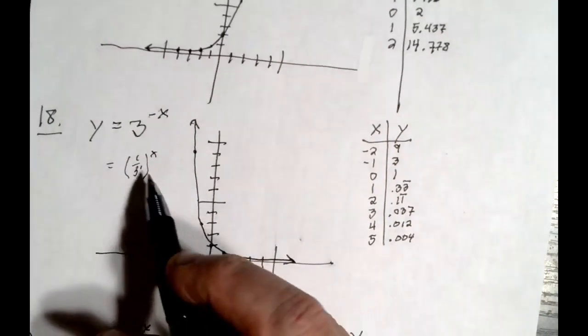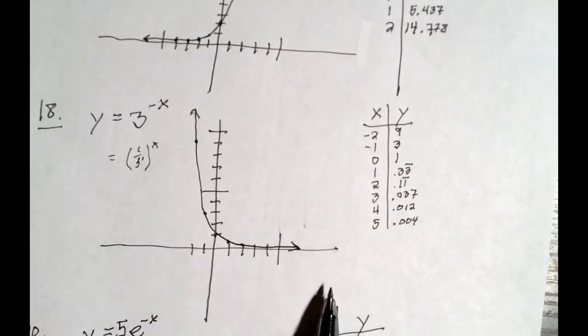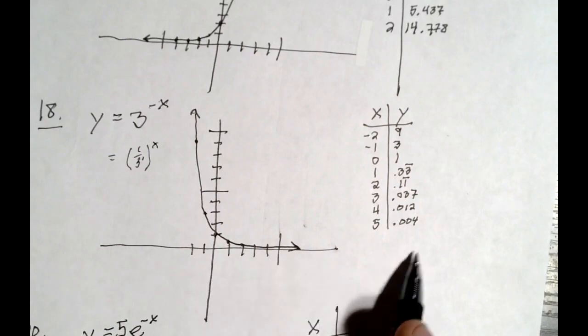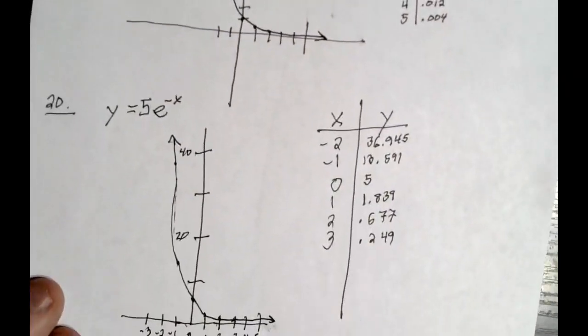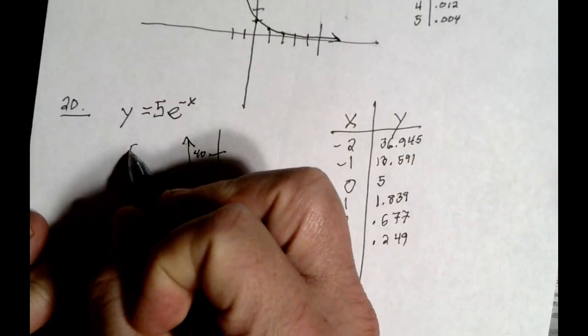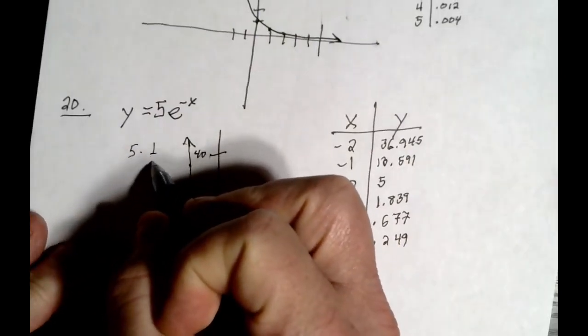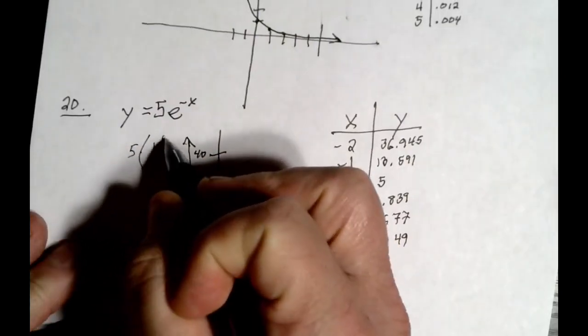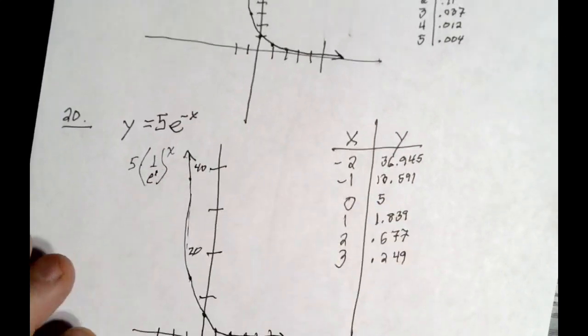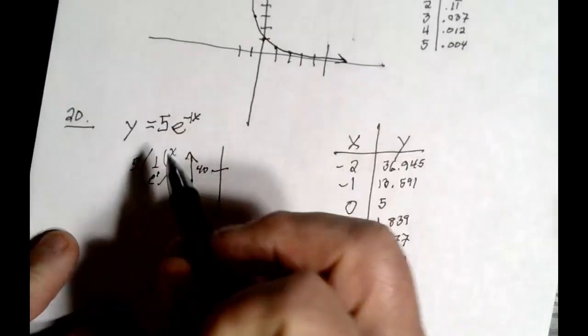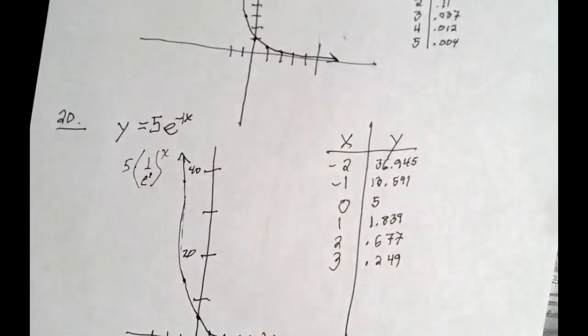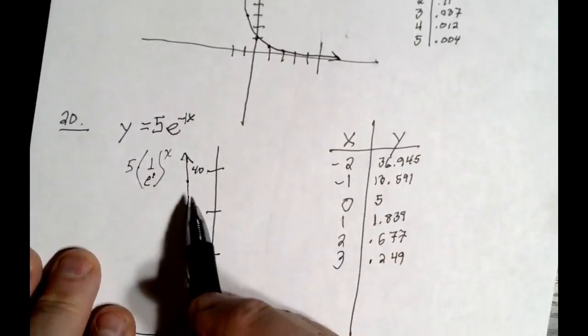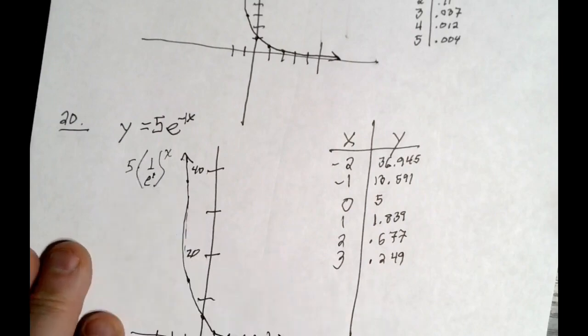And so this is 1/3 raised to the x, just like 1/2 or 3/4 or 4/5. Anything between 0 and 1 is going to get smaller to the right and larger to the left. And this is 5e to the negative x, which is 5 times 1 over e to the positive 1 to the x. That's like negative 1x, right? So that e to the negative 1 is really 1 over e. Okay? And so this is really something between 0 and 1. So again, it levels off like this.